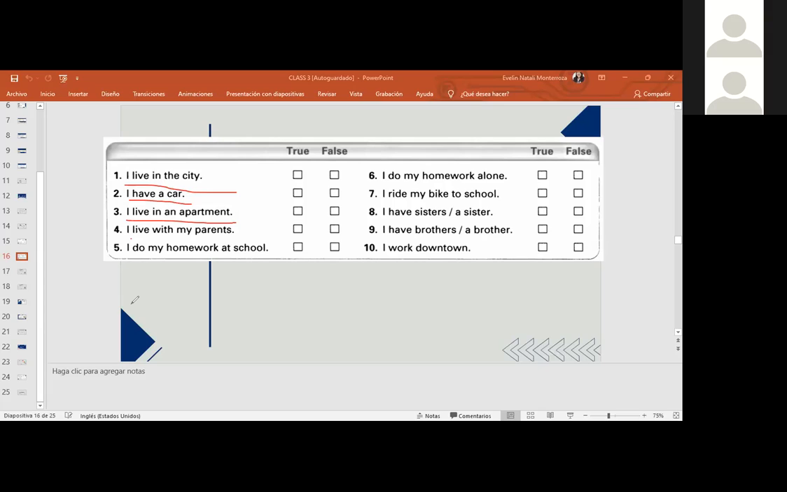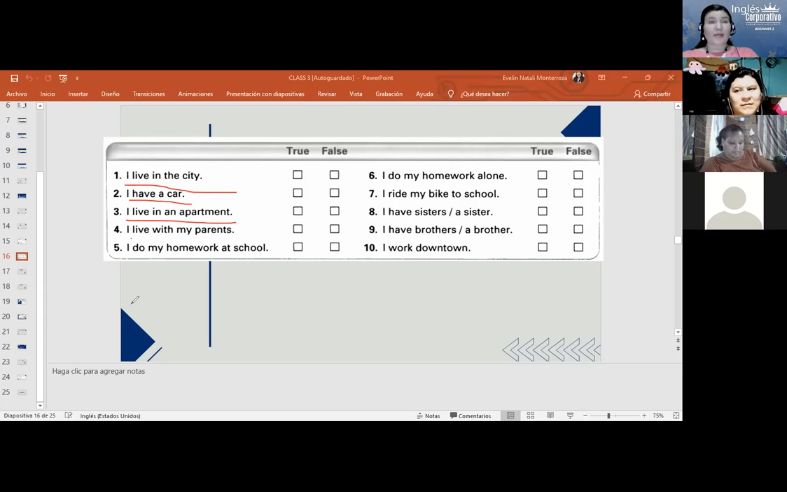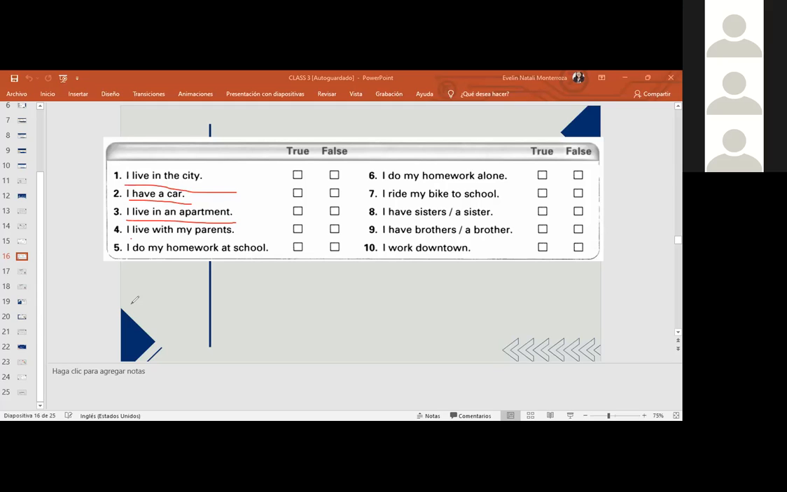Okay. I live in an apartment. If you live in a house, that is false. But if you live in an apartment, it's true. Who lives in an apartment? False. Anybody? Todos vivimos en casa, nadie vive en ningún apartamento. Good. The next one.